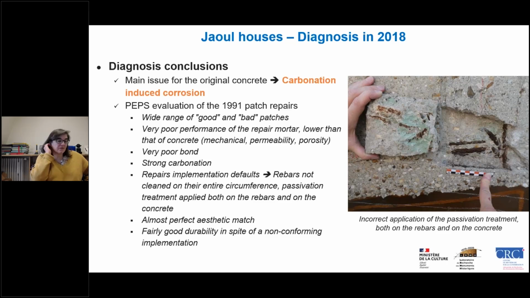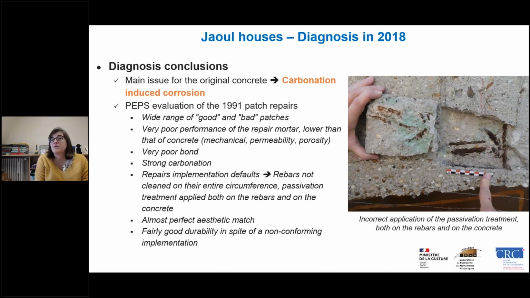And I would like to mention there that this work of feedback on durability of patches was performed within the frame of an international cooperation project, whose name is PEPS. It's a cooperation between the US with the Getty Conservation Institute, Historic England, and France's LRMH. And the idea is to evaluate the durability of patches and to compare the practices between the three countries.